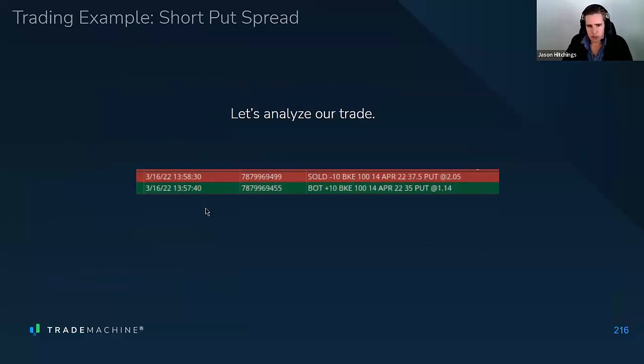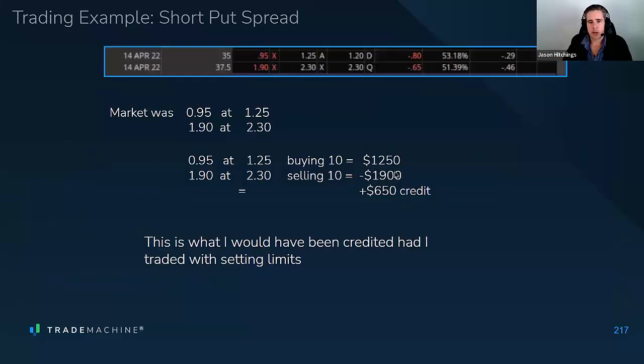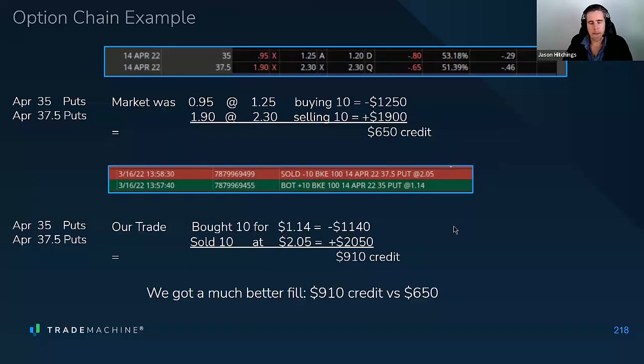So here's the trade I did. You can see that last one happened with about a minute or two left in the market. And here's my position. If I had traded at the market, I would have been in quite a bit different position. I would have ended up getting about $650 of credit out of this. I would have bought at 125 and sold at 190, and so the total credit I would get from that trade is about $650. But when I put some limit orders in there, I ended up getting about $910 in credit versus $650. So I did a little better than market prices.